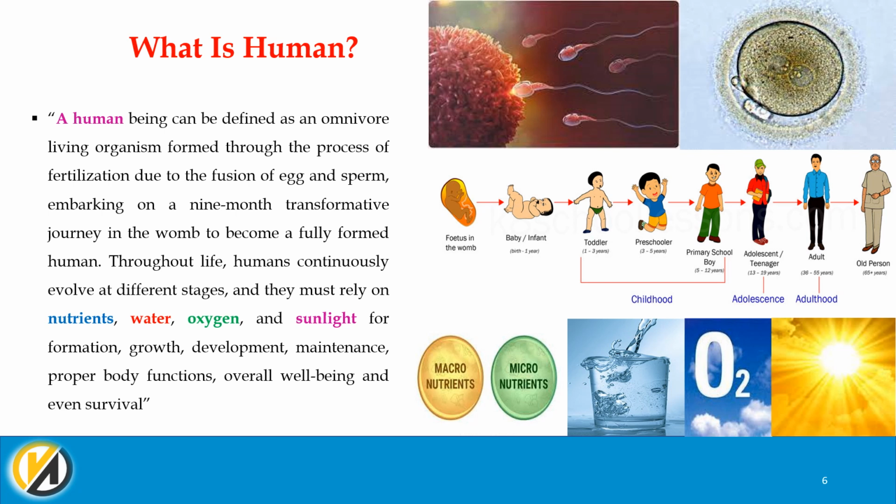As you can see in this picture, the first process of human making is the fusion of the male sperm and the female egg. And even at this initial stage of human being, nutrients are highly required. This fusion will convert into the zygote, and this is the very basic stage of human life.